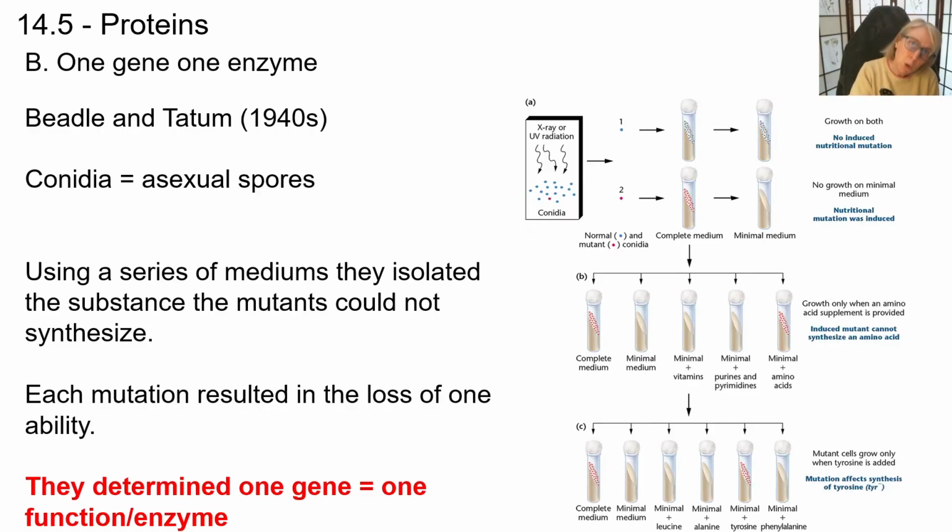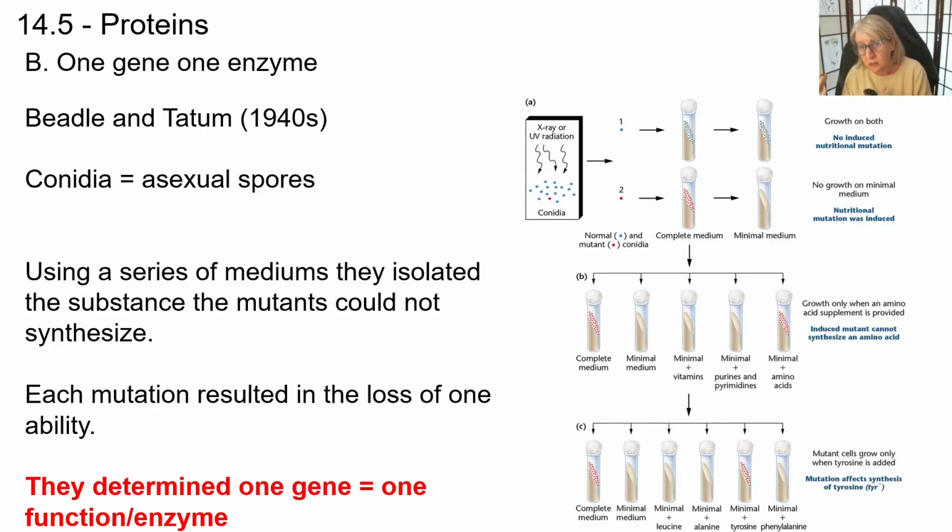If you are a mutant, you are unable to survive on medium that doesn't provide the things that you can't make, which makes sense, right? If you can't make it, you need to get it. So what Beadle and Tatum did is they used a series of mediums, places where the bacteria, or in this case, the conidia of the fungus, which are just spores that are reproduced asexually, could grow. They used a series of mediums to select out each different kind of mutant.